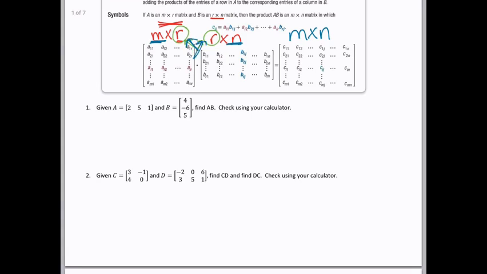So trying out our first example here, we've got a 1 by 3 matrix, right? 1 row and 3 columns. And we have a 3 by 1 matrix. So that's 3 rows and 1 column. We're all set. We can multiply these since those inside values match. Our answer is going to be a 1 by 1 matrix.